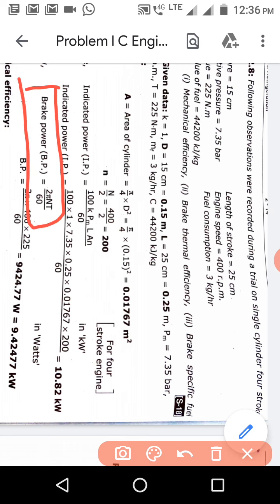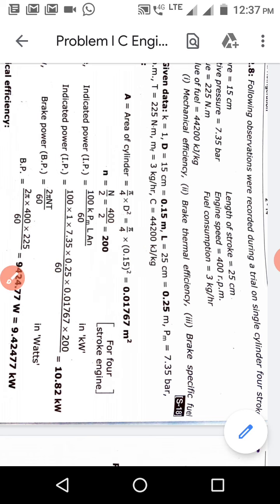So here T is the torque, and this torque is measured by the rope brake dynamometer, and that is equal to 225 Newton meter. So the torque is already given, so that is enough to calculate the brake power. We are using the value of torque given in the problem, 225, so by using that we can calculate the brake power.